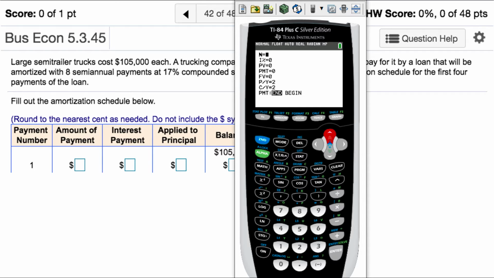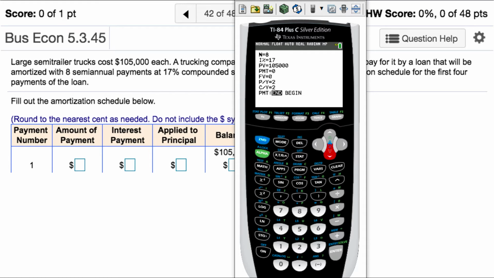But again, number of years here is not important. All we need to know is that it is 8 payments. So that's our N. So we could convert it to years, which is 4, and then multiply it by 2 to get 8. But again, if we just know the number of payments, that's what goes into N. We don't have to convert anything. All right, interest rate 17%. Present value, that's going to be the amount of the loan. There's no down payment mentioned here. So the entire purchase price of the truck is the loan amount, $105,000.